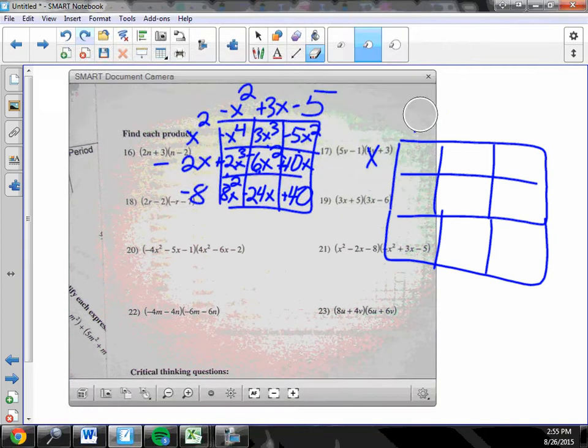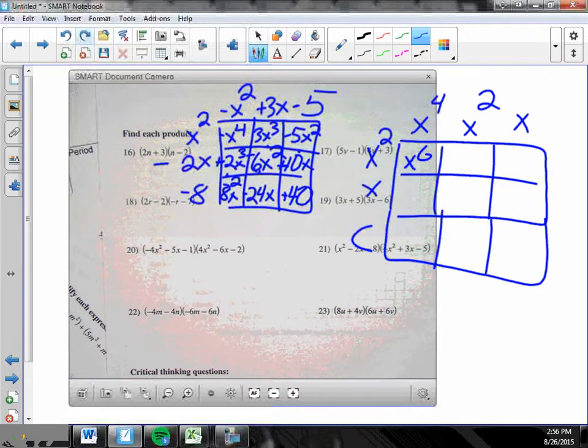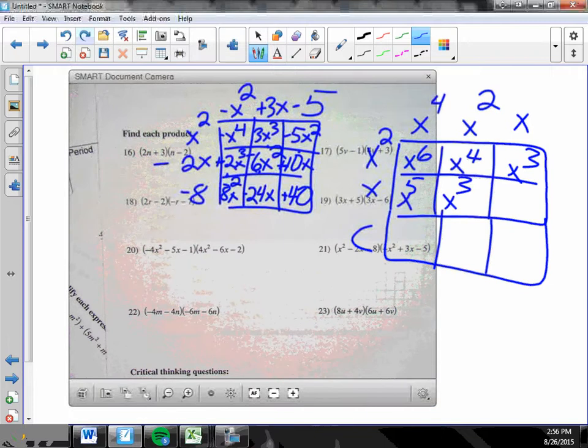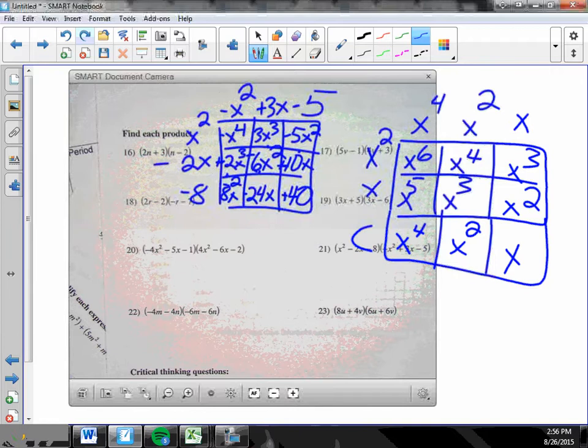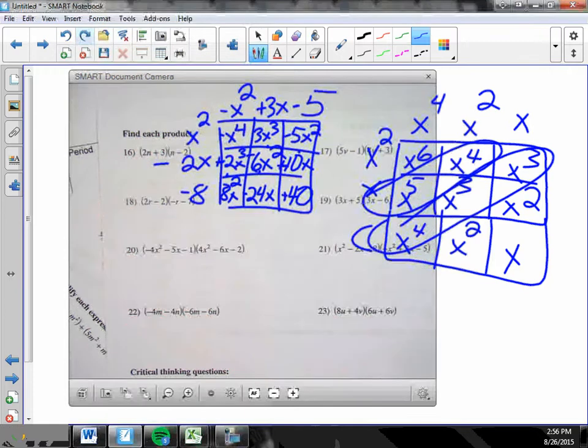So Coulter said, let's do x to the fourth, x squared, and x. And let's do this one, x squared, x, and constant. Okay? So this would be x to the sixth, x to the fourth, x to the third, x to the fifth, x to the third, x squared, x to the fourth, x squared, and x. Why don't they match? So you'll see this doesn't match, and the last one happens to match. Why is that?